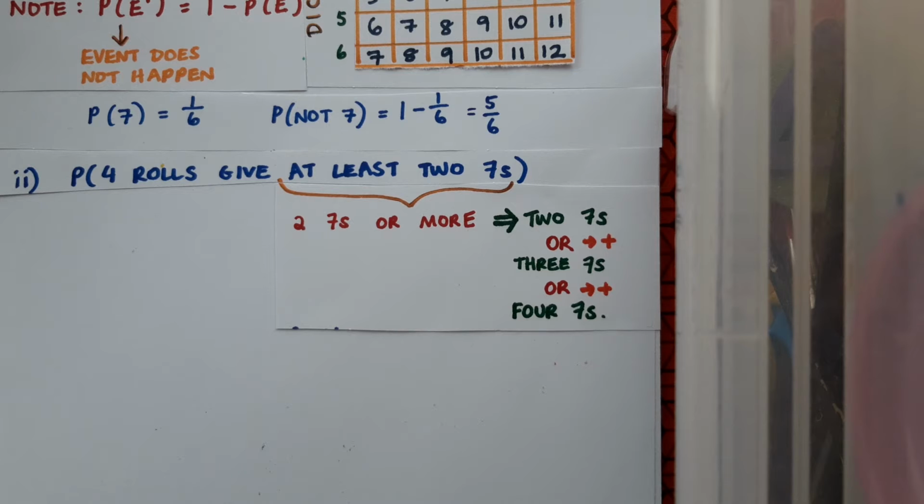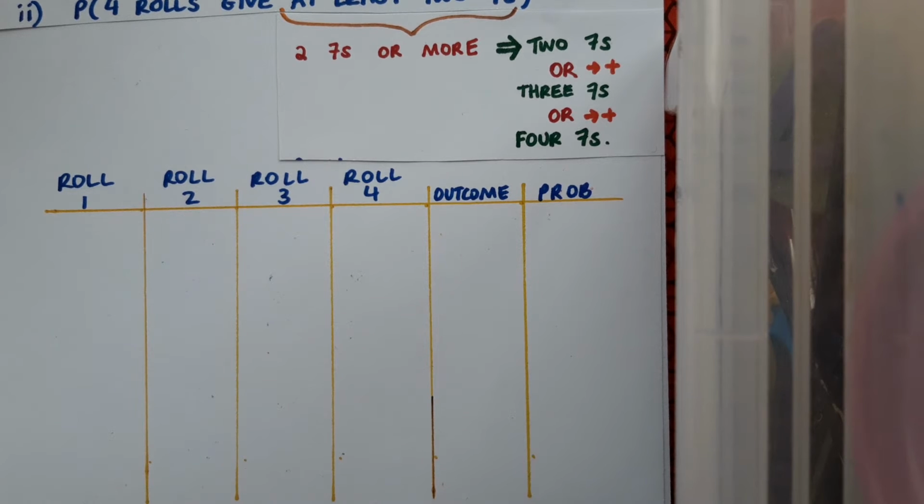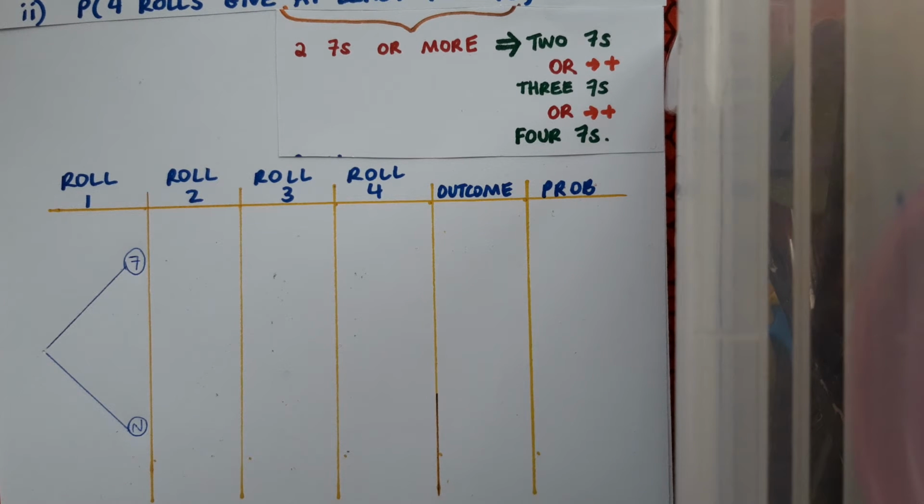Now I'm going to have 4 rolls for my dice, so I need to have a column for each of those, then a column for outcomes and a column for probability. Okay, so I'm set up and ready to go. So I'm going to roll my 2 dice to begin with for roll 1, and of course my outcomes could be 7 or not 7. And in the interests of being concise, I'm going to call those 7 for rolling a 7 and N for not rolling a 7. Then on to roll 2.